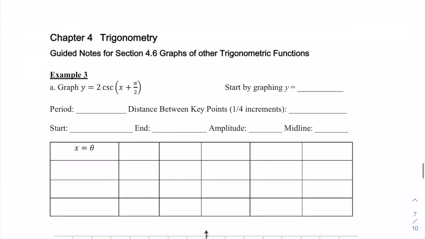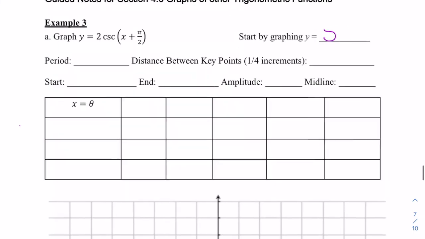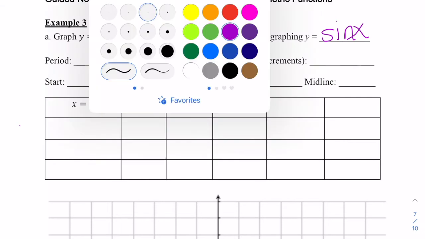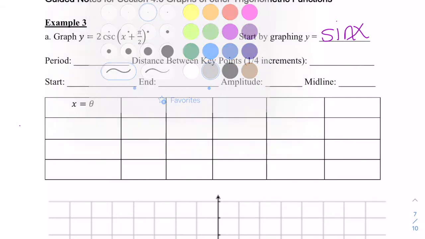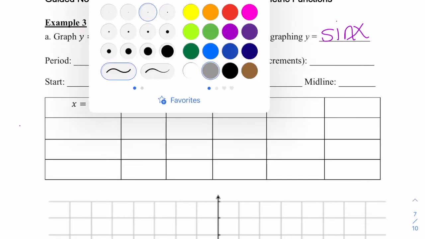All right, let's look at this problem. So here we have cosecant. So we're going to start by graphing sine. So sine of x, let me see if I can find a lighter color. Oh, it is gray here. Okay, so whenever we graph the sine function, I'll use gray.